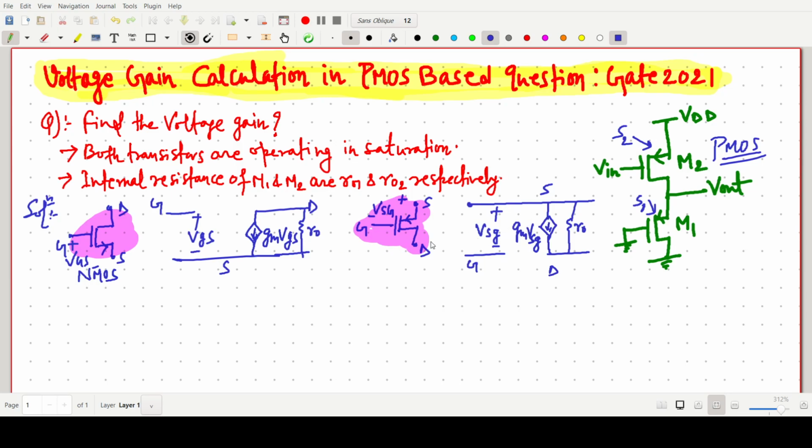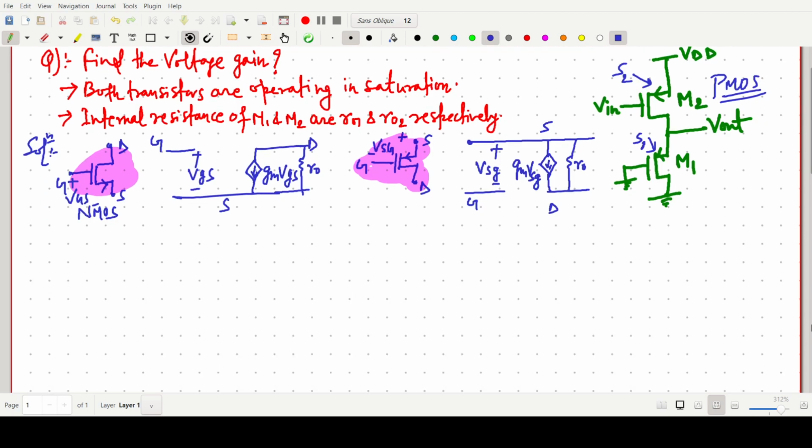Now we have to tackle this question. But before that we have to know the small signal models of NMOS and PMOS. If we know the small signal equivalent model of the circuit, then we can easily solve this type of question. So first, the small signal model. For the small signal model we have to take the DC supply as ground, or we have to remove it.